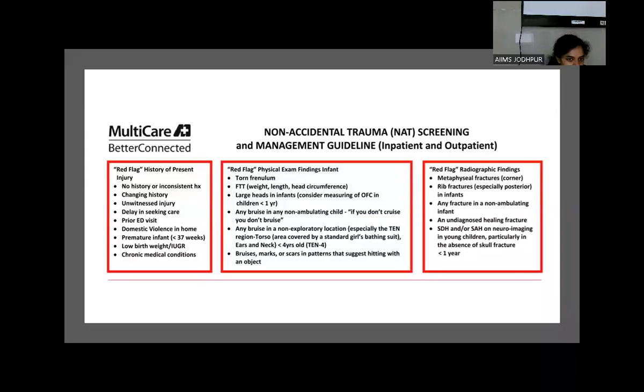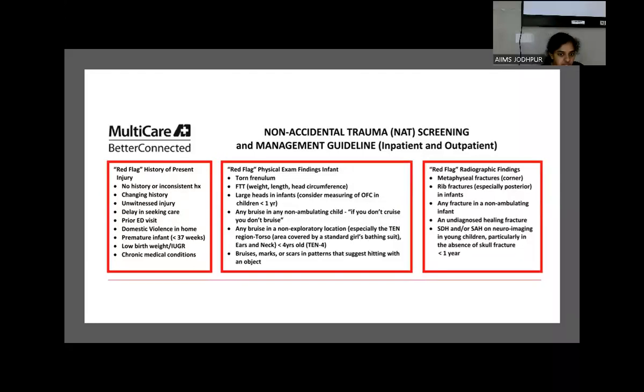Red flag histories at the presentation will be if there is no history of any trauma, but the child is presented with an injury, or if it is an inconsistent history, or if there is a change in the history, and it is an unwitnessed injury, if there is delay in seeking care after the child has sustained the injury, if there is any history of prior emergency visit, there is a history of domestic violence in the home, there are chronic medical conditions in the child, and the child is a preterm low birth weight infant.